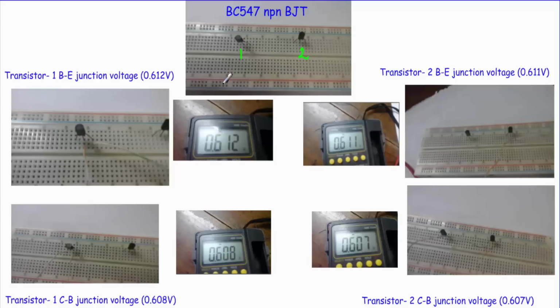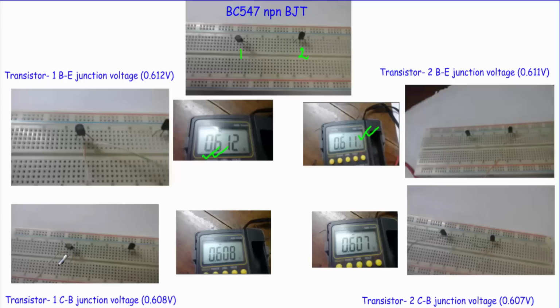BC547. See, in case of this transistor 1, the base to emitter junction voltage is equal to 0.612 volt, whereas our transistor 2 base to emitter junction voltage, or built-in potential, is 0.611 volt. This indicates that although they are from the same family, they don't have similar doping profile.